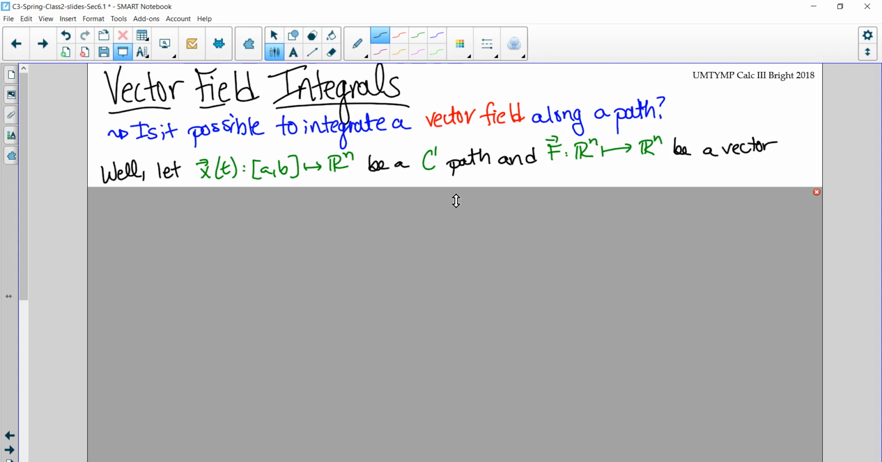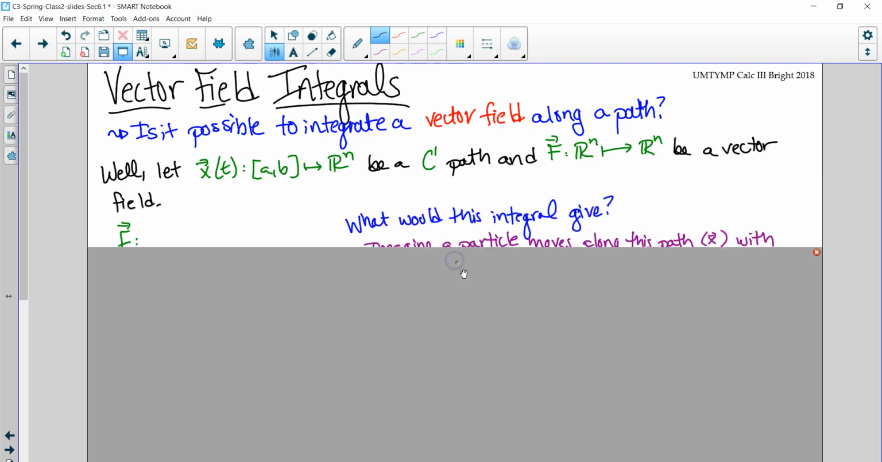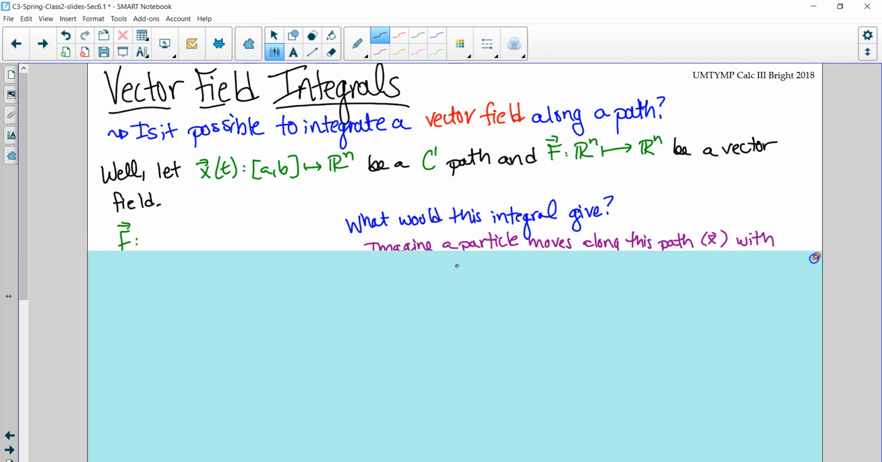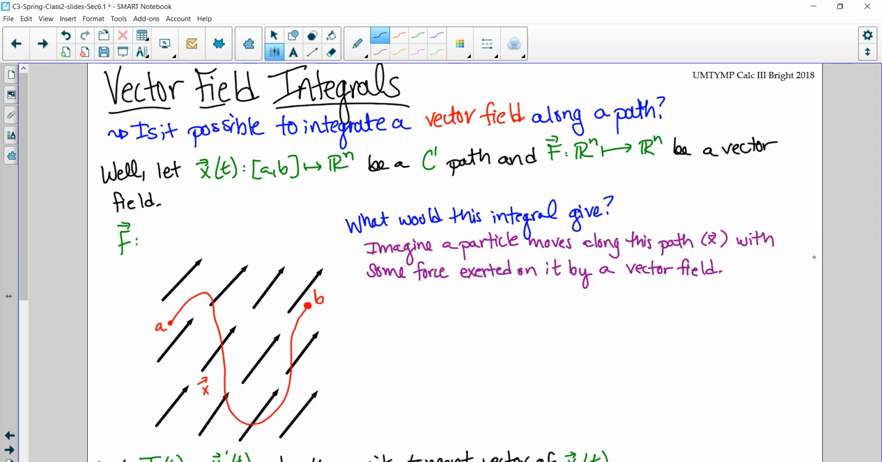Okay, I'm going to define a path. I'm going to define a vector field. Great. And so my question is, what would the integral give? Let me get rid of this shade here. I have just a little sample drawing. I have a vector field and I have that path drawn in there.